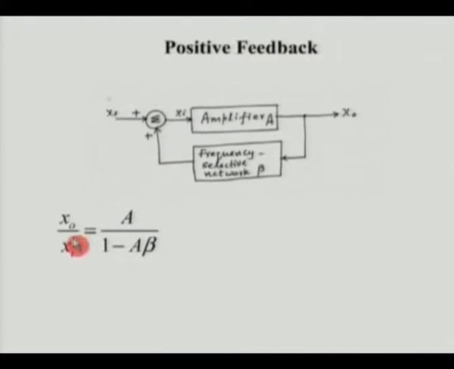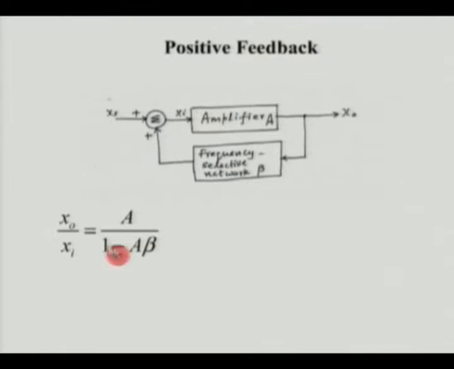So from these 3 equations you could write an expression for x naught by, this should be xs or xi, xs should be, then you would get this to be a by 1 minus a beta. Now look at this expression. In the previous case the expression we had was a by 1 plus a beta. Now it's very obvious that in this case, if for any reason a beta happens to be unity, then we have a situation where the closed loop gain, if we use the same term as we used in the case of amplifiers, is infinite.